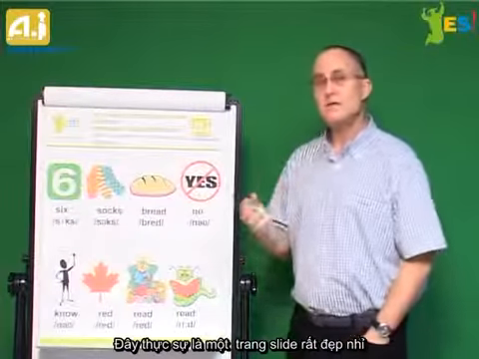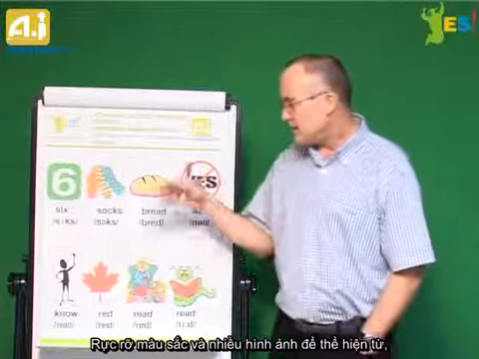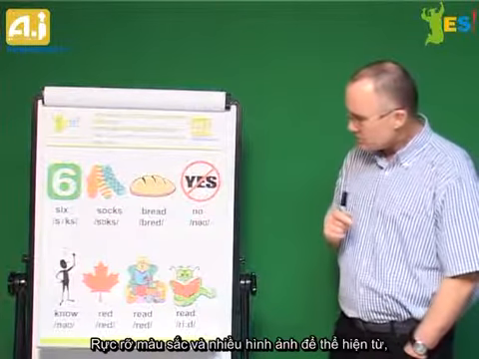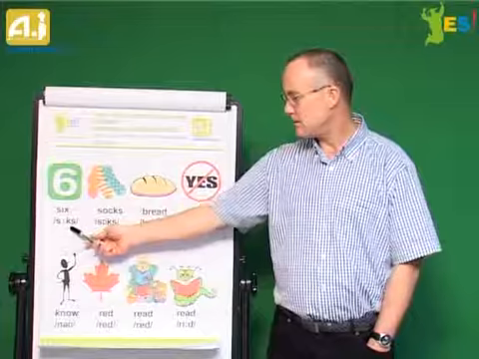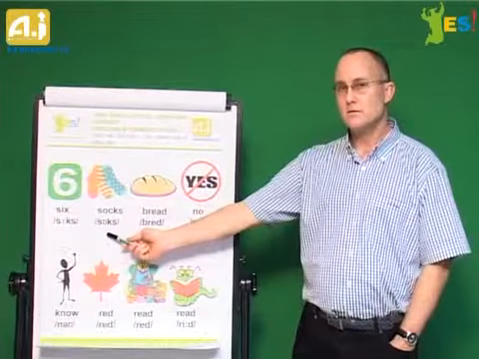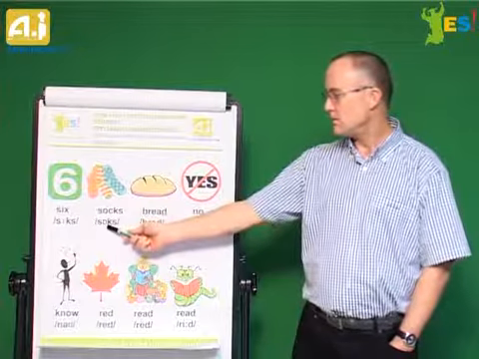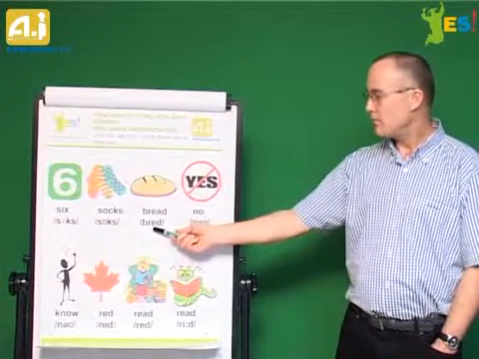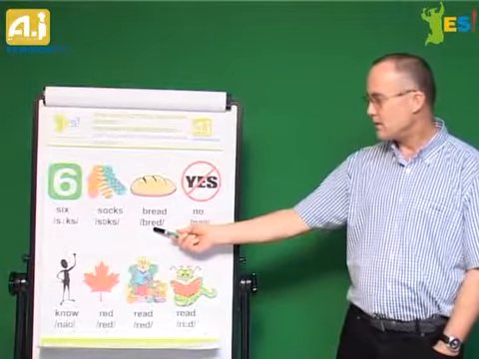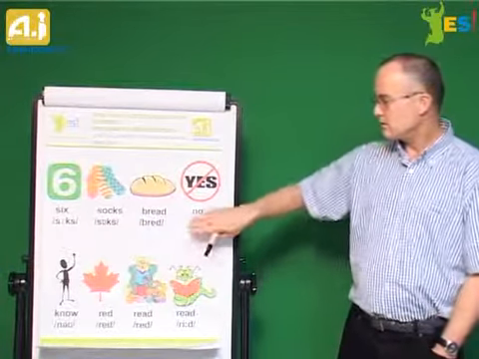Of course, you know, these are nice slides. They're very colorful. And in this slide, we have a lot of pictures to represent the words, which is a really nice way to learn new words or vocabulary. What's this? Six. What are these? That's right. Socks. They are socks. What's this? Bread. Bread. What's this? No.